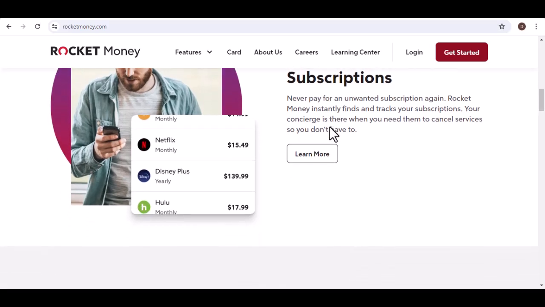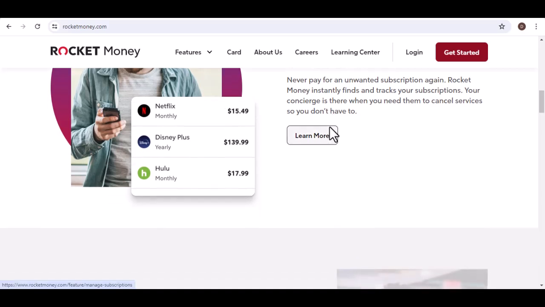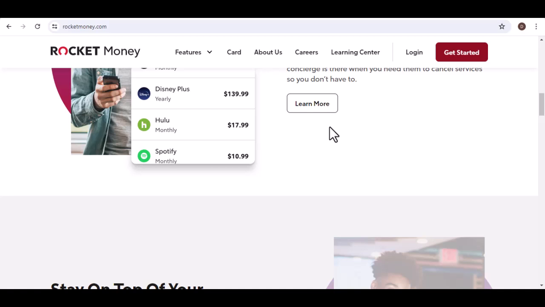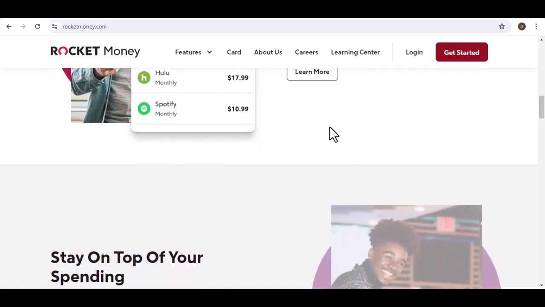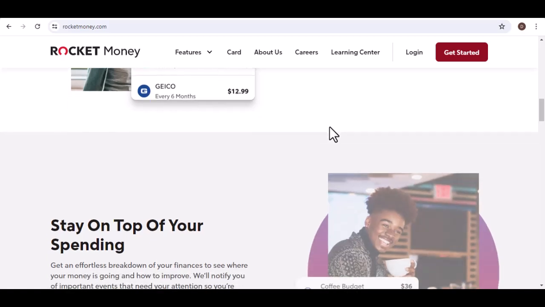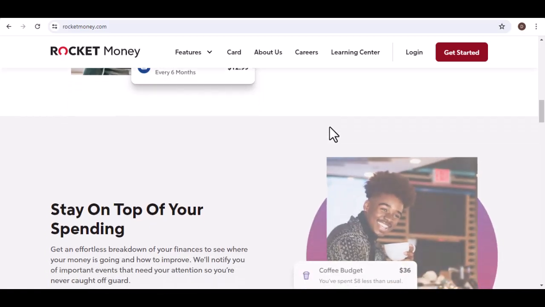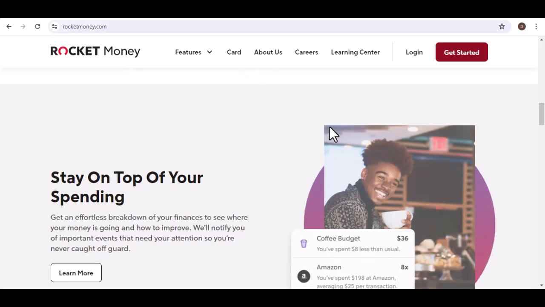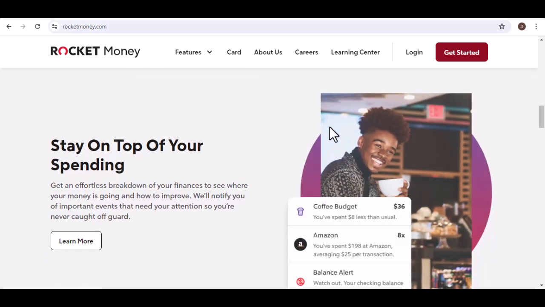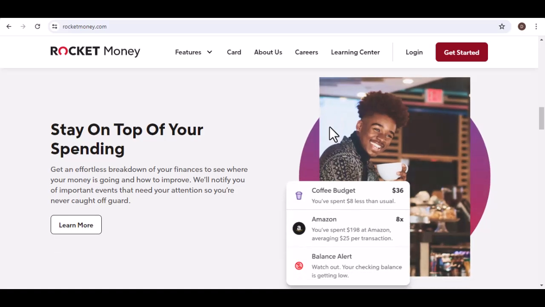When manual input is required. Here are some common scenarios where you might need to add a transaction manually. Unlinked accounts. If you have a bank account or credit card that Rocket Money hasn't automatically connected to, you'll need to manually input transactions from those accounts. Cash transactions. Since Rocket Money can't track cash payments, you'll need to manually add these to your budget.